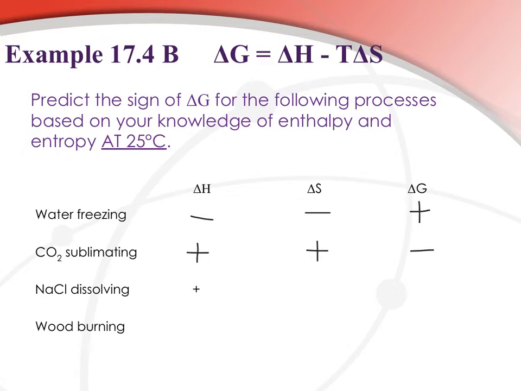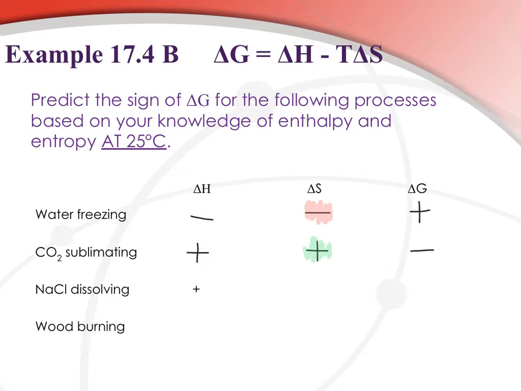And in each case with 25 degrees, again, we're getting a threshold here. We can see that the entropy must be driving this one at 25 degrees because it's not happening. Likewise, if the CO2 is subliming at 25 degrees, and it is happening, the entropy is also driving this one. That's causing it to happen at 25 degrees.